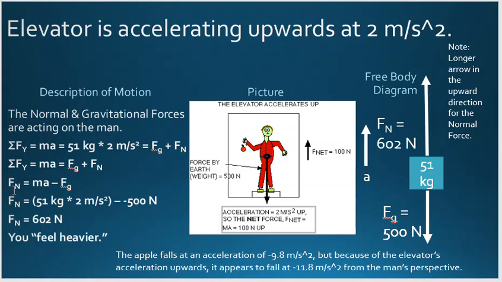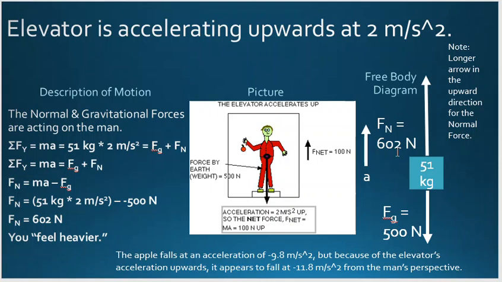Well, to find Fn, which is what the scale is going to read because the scale represents the normal force, we're going to have to do ma subtract Fg. So we end up with 102 newtons. When we multiply kilograms times meters per second squared, in the magic world of physics, we get the magic thing called newtons. Newtons is the unit of measure for force. So that would be 102 newtons. And then I'm going to subtract a negative 500 newtons, so I'm adding the two together. The force on the scale as you accelerate upwards is going to be 602 newtons. You're going to feel heavier.